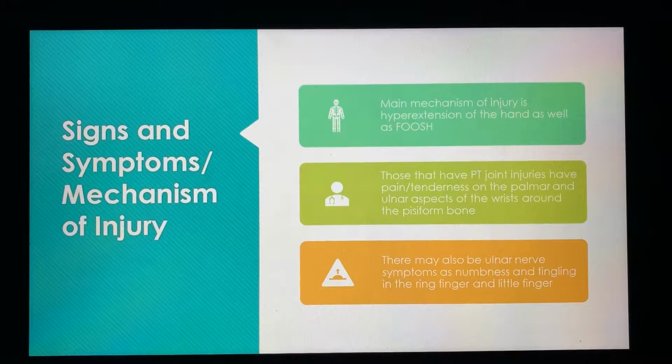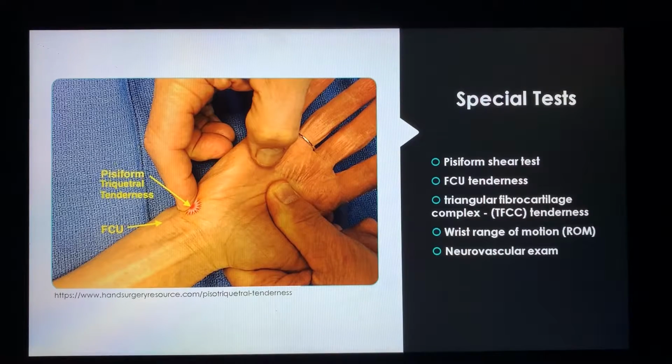Signs and symptoms / mechanism of injury. The main mechanism of injury is hyperextension of the hand as well as FOOSH, or falling on an outstretched hand. Those that have PT joint injuries have pain and tenderness on the palmar and ulnar aspects of the wrist around the pisiform bone. There may also be ulnar nerve symptoms, as numbness and tingling in the ring finger and little finger may occur.